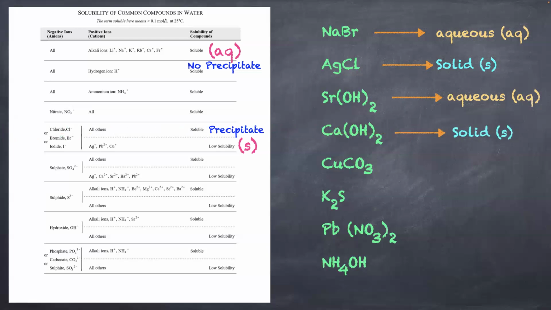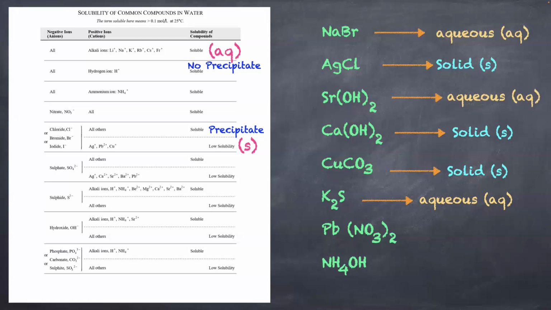So it will be forming a precipitate. Copper 2 carbonate will also form a precipitate because, as you can see, carbonate pretty much forms a precipitate with everything except for alkali ions, H plus and NH4 plus. So that will be a solid and a precipitate. Next one is potassium sulfide. That will be aqueous because sulfide is soluble with all the alkali ions. Technically speaking, all the alkali ions are always soluble. As soon as I see a group 1 metal like Na, potassium, or lithium in an ionic compound, I know they are soluble. So that's a quick way to figure out the solubility.